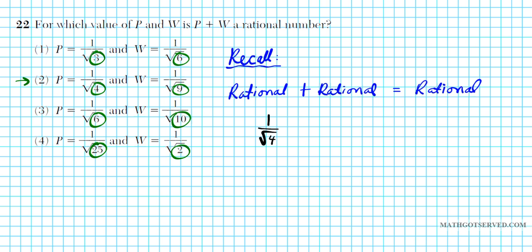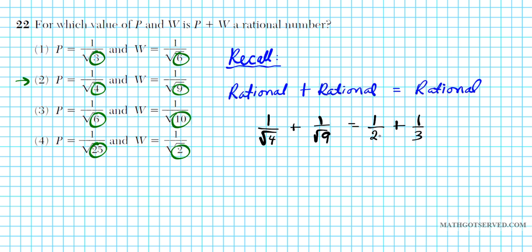Because check this out. 1 over root 4 plus 1 over root 9 can be simplified into 1 over square root of 4, which is 2, plus 1 over square root of 9, which is 3. 1/2 and 1/3 are rational because they are the quotient of two integers. Okay, so these are rationals, and you can find the sum.